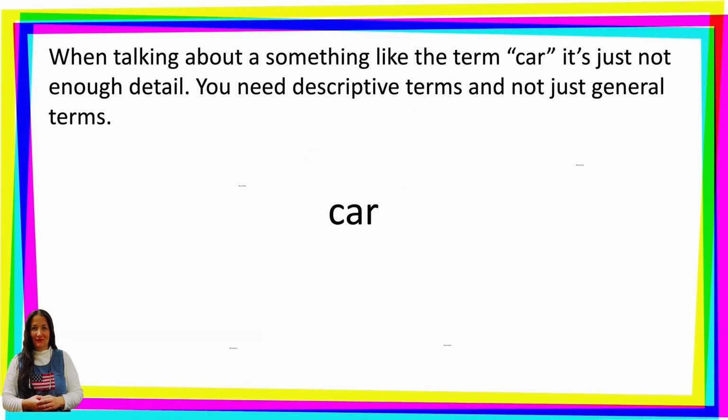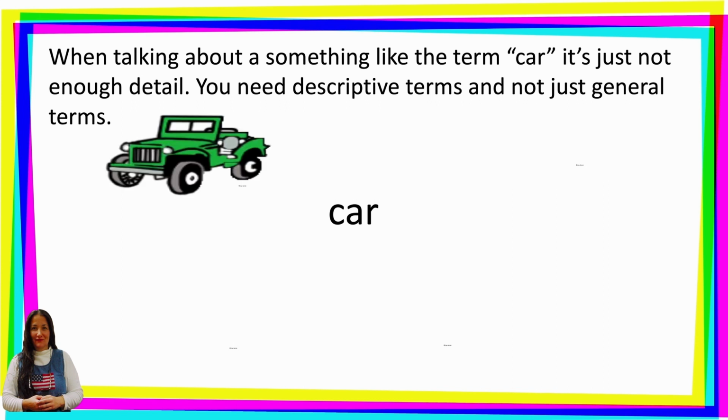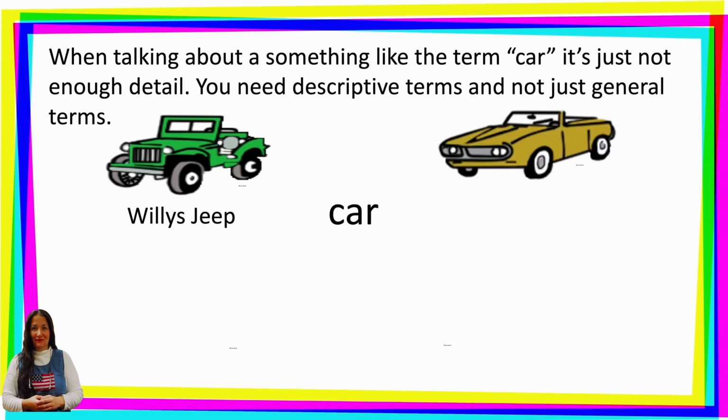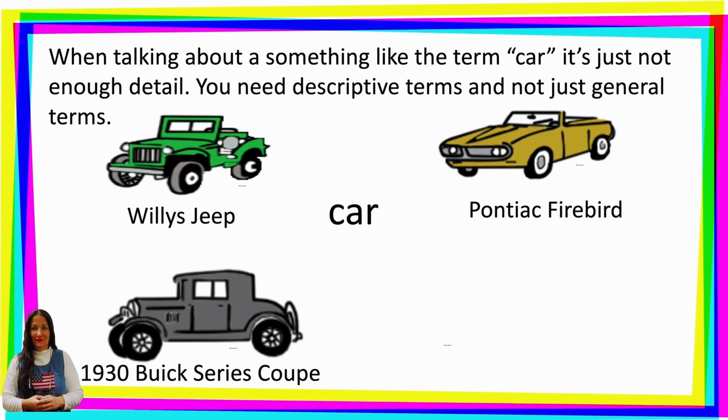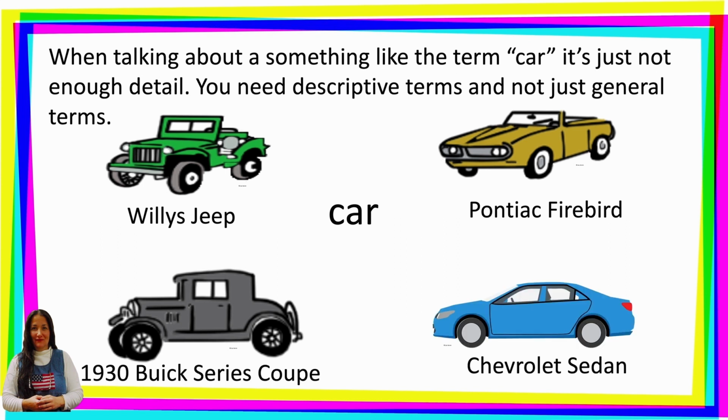When talking about something like the term car, it's just not enough detail. You need descriptive terms and not just general terms. This is a Willys Jeep. It's a type of Jeep. Here we have a Pontiac Firebird. Here we have a 1930 Buick Series Coupe. And here we have a Chevrolet sedan. Details on the names of these types of cars.